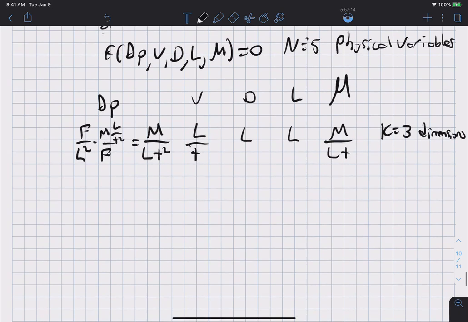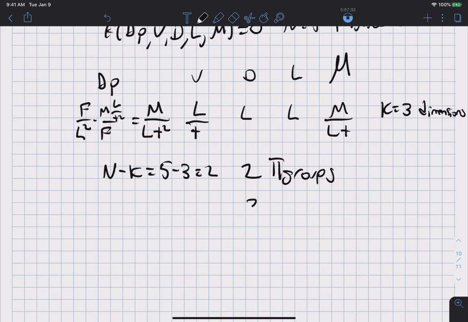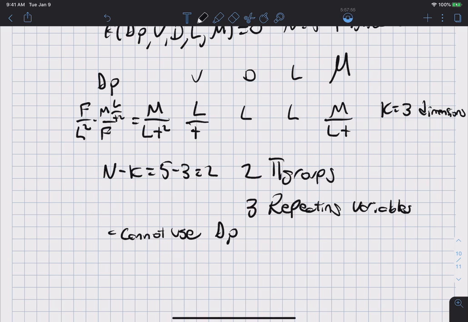Okay, so we find n minus k equals 5 minus 3 equals 2, so we have 2 pi groups. Which means we have 3 repeating variables. And for the repeating variables, we cannot use delta P because that's the quantity of interest, or QOI.